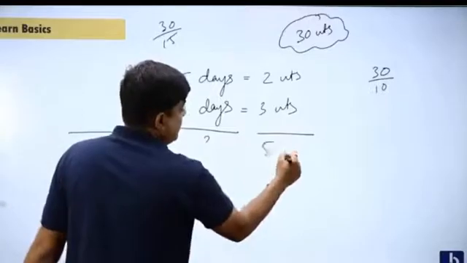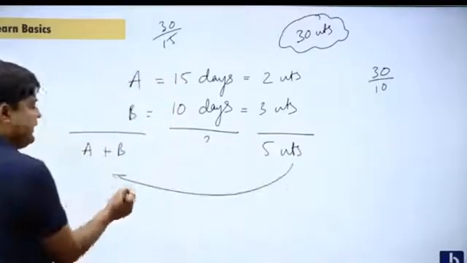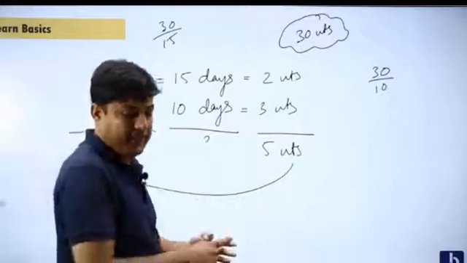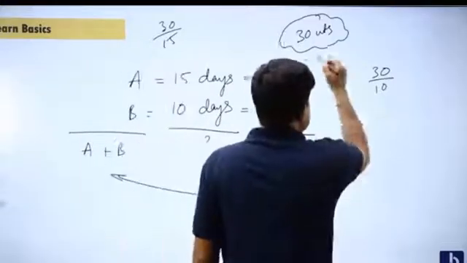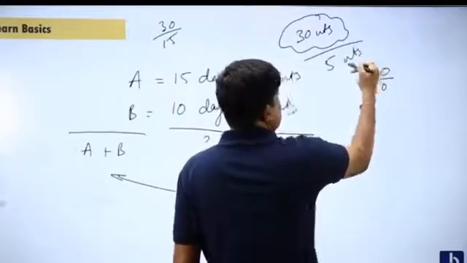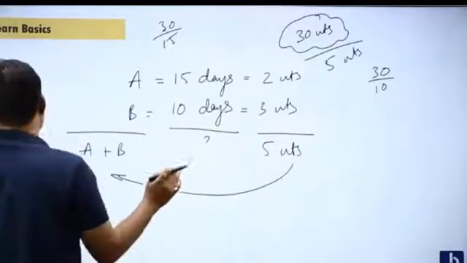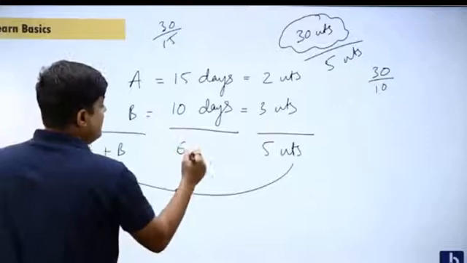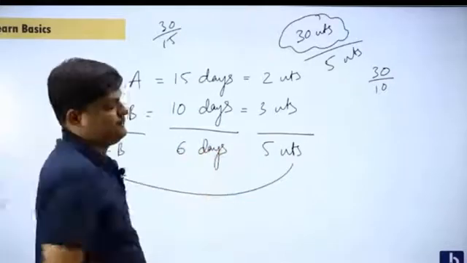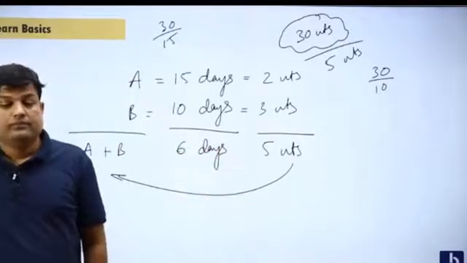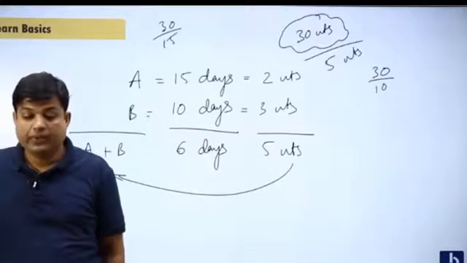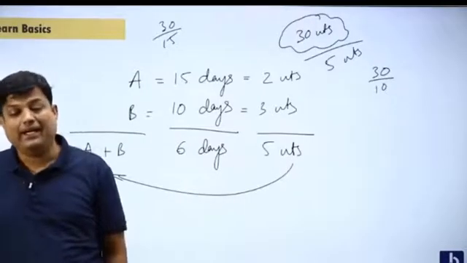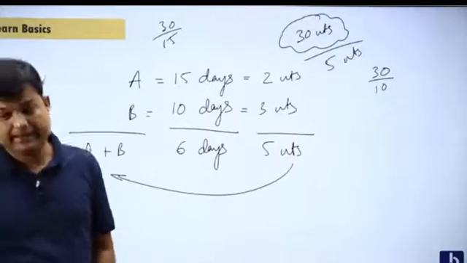This is 5 units. Who will do these 5 units? Both A and B. Daily 5. First day 5, second day 5, 5, 5, 5. Again 5, 5, 5. So 30 units, daily 5 units. When you divide these two, how many days is it going to take? 6 days. So I believe that you are all getting this one. Is it clear to you? So we should always add the work. Aditi is saying 6.